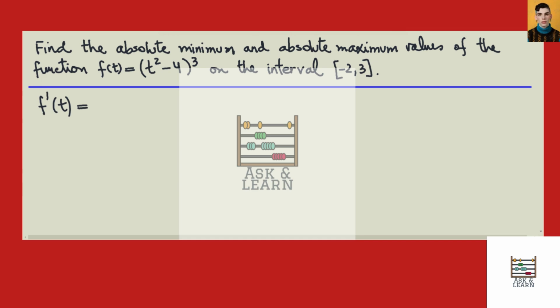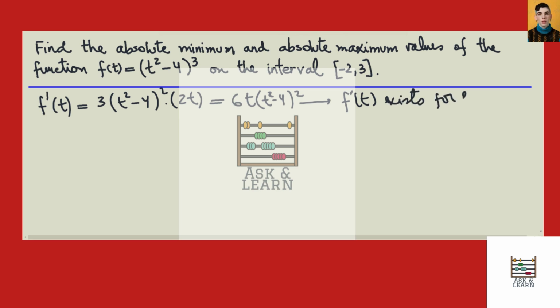And this is 3 times (t squared minus 4) squared times the derivative of t squared minus 4 with respect to t, which is 2t. So this is 6t times (t squared minus 4) squared. As we can see, the derivative of f exists for every t in the interval [-2, 3].